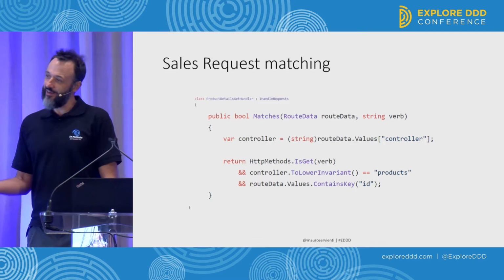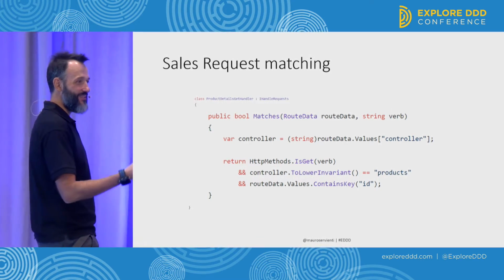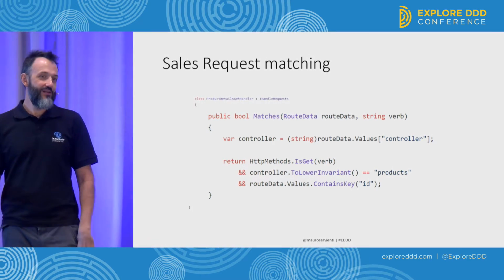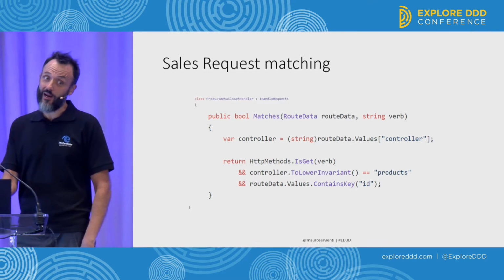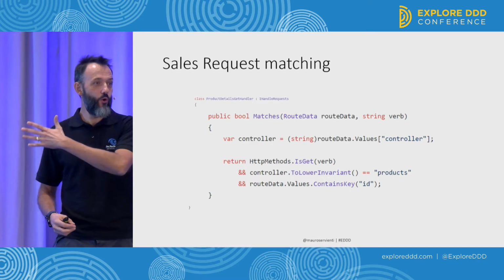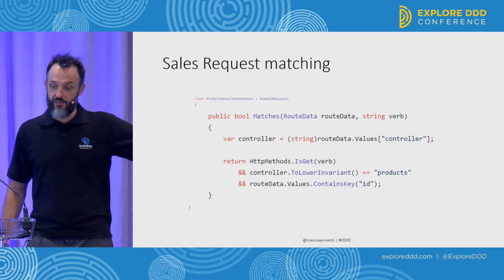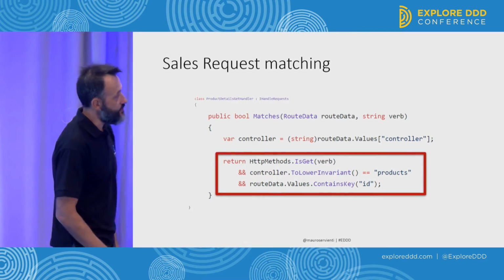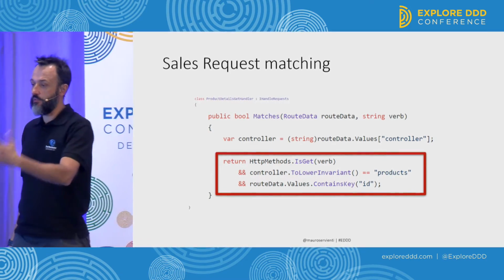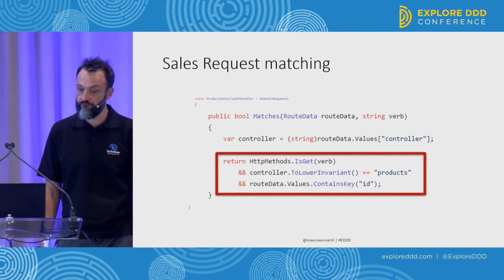the first thing such a class should be able to do is to say, I want to participate in a specific request handling that is based on the current URL. So the infrastructure scans all these classes and says, is there anyone that matches this URL? And this class says, well, if it is a GET request, and the controller is named products, and there's an identifier on the route, then yes, I'm interested.